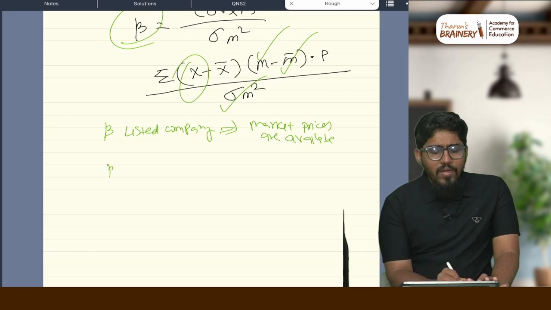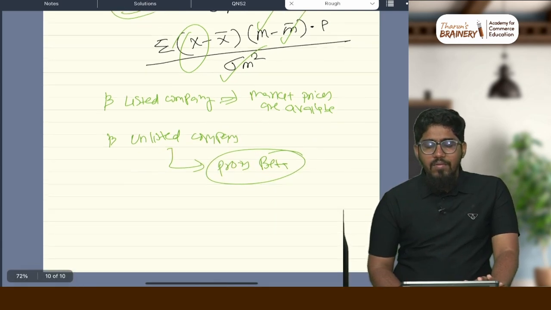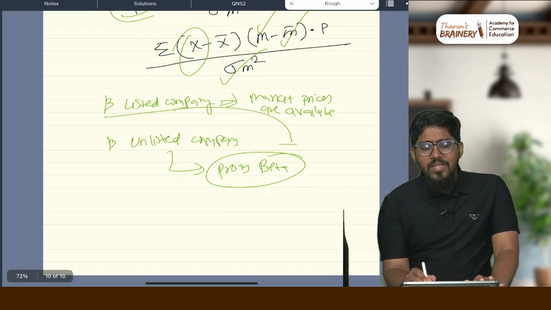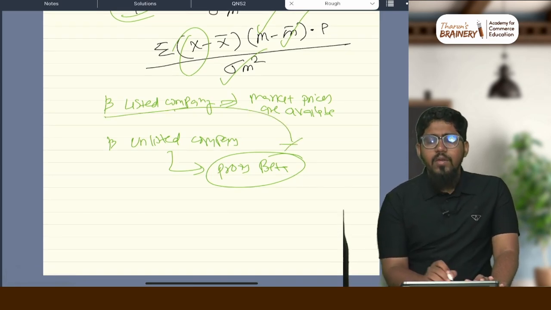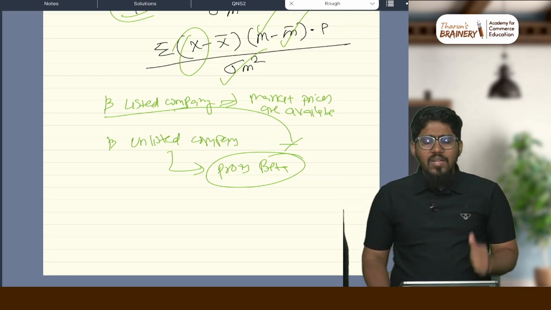Sir, how to find the beta of an unlisted company? Here I am introducing the concept of proxy beta. Sir, what is proxy beta? We will use the beta of the listed company as the proxy and adjust it to find the beta of the unlisted company. Sir, how?